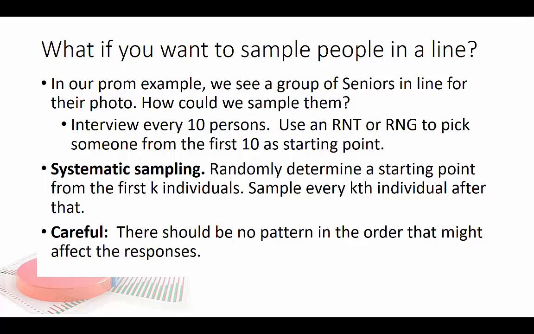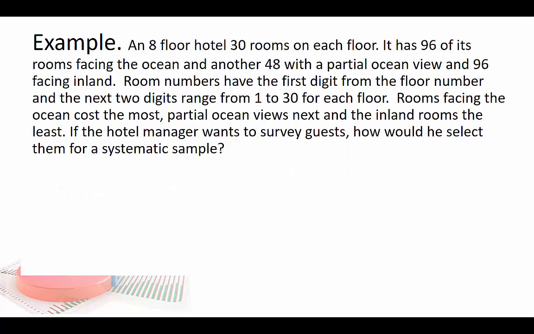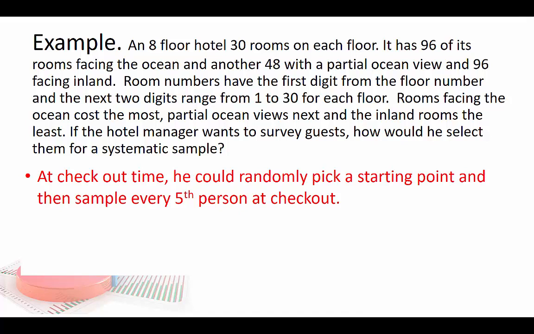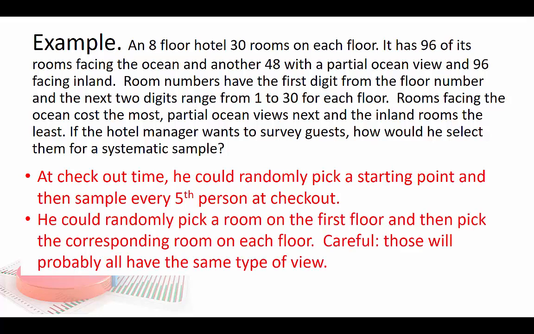So I can explain that a little better. You're like, well, why would there be a pattern in the line? Well, if you used it for a building, like our hotel: first of all, if he just does it at checkout, where he randomly picks a starting point and then samples every 5th person, that would work. That would be fine as long as there's no reason to think that there's something different about every 5th person. But let's say he randomly picked a room on the first floor and then picked the corresponding room on each floor. You'd have to be careful because you're going to end up with people with all the same type of view, and that would not be representative of your population.